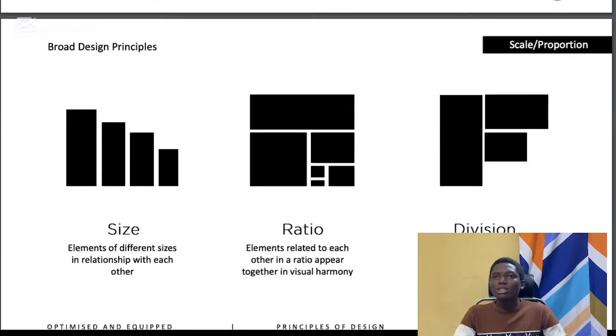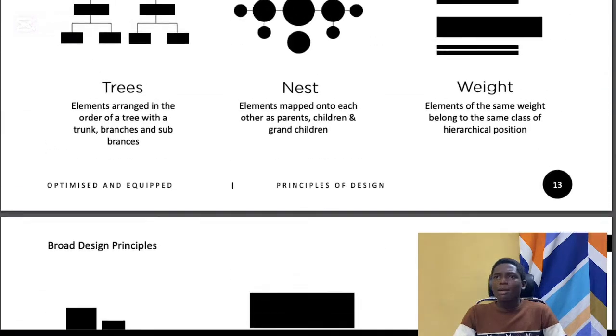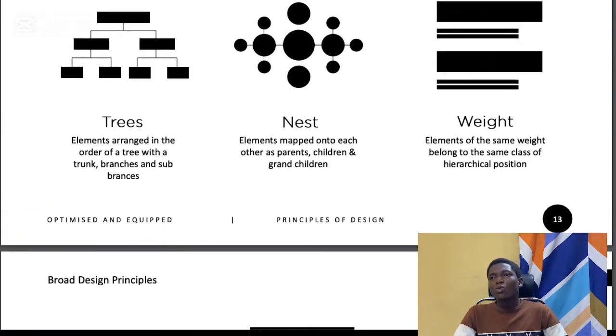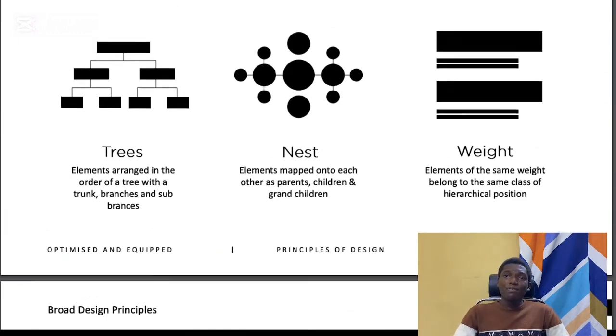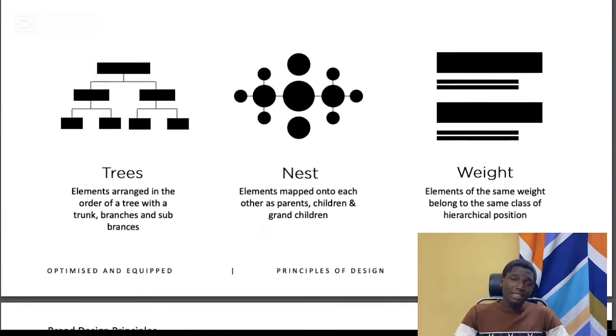Then also we are moving to the alignment. The alignment deals with the trees, the nest, the weight. Briefly, I will not really be emphasizing on the PDF here. I'll just be explaining how these things are. It is hierarchy. Sorry, I'm very sorry, it's the hierarchy.